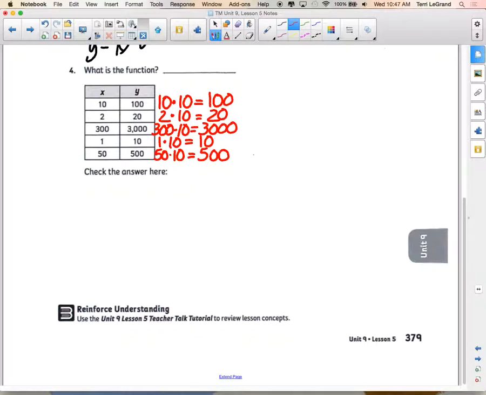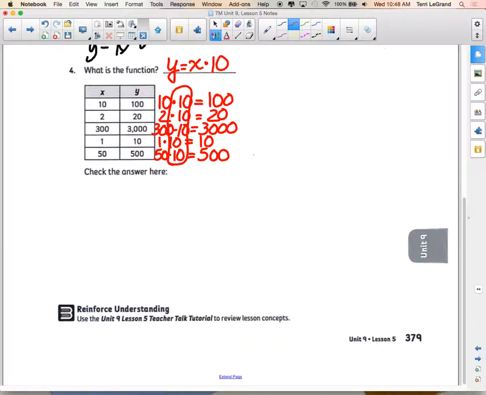100, 100, 20, 20, 3,000, 3,000, 10, 10, 500, 500. Okay, so the constant in this one is the multiplying by 10. Circle that. Because then that says you better have a 10 in your equation. A multiplied by 10 in your equation. So Caden, what would the equation be for this one? Y equals x times 10. Okay.